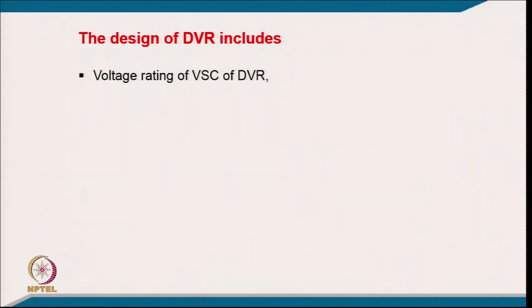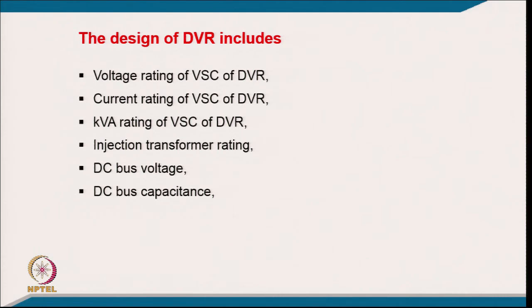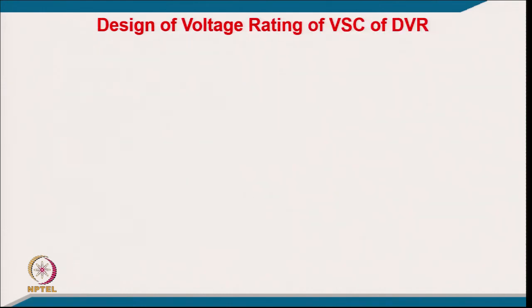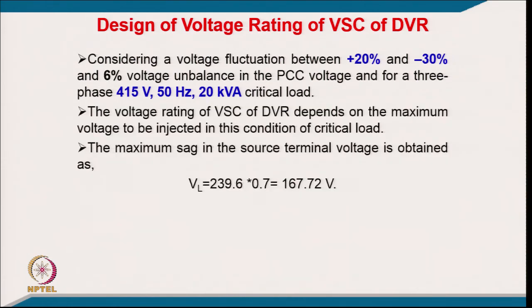So, coming to the analysis and design of this DVR, the design of the DVR includes the voltage rating of the voltage source converter, the current rating of the voltage source converter, an estimation of the kVA rating of the voltage source converter, the injection transformer rating, then the DC bus voltage rating, DC bus capacitance rating, and AC inductor interfacing and ripple filter rating. So, coming to the design of the voltage rating of the voltage source converter, considering voltage fluctuations between plus 20% and minus 30% and a 6% voltage unbalance in the PCC voltage, for a 3 phase 415 volt 50 hertz 20 kVA load, the critical load for which we are designing this DVR.